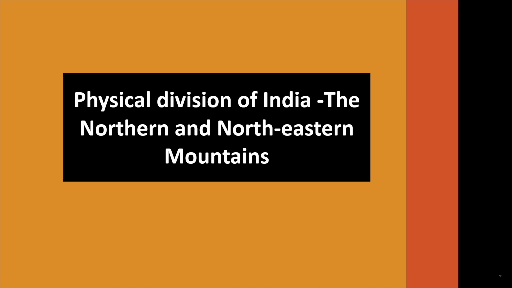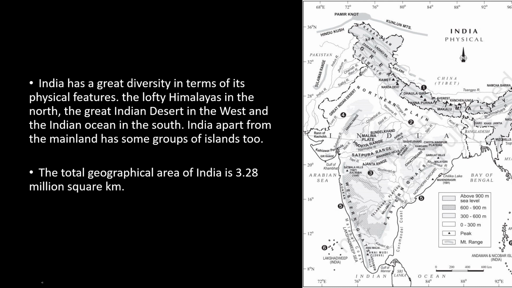Physical division of India: the Northern and Northeastern Mountains. India has a great diversity in terms of its physical features. The lofty Himalayas in the north, the Great Indian Desert in the west, and the Indian Ocean in the south. India, apart from the mainland, has some groups of islands too. The total geographical area of India is 3.28 million square km.